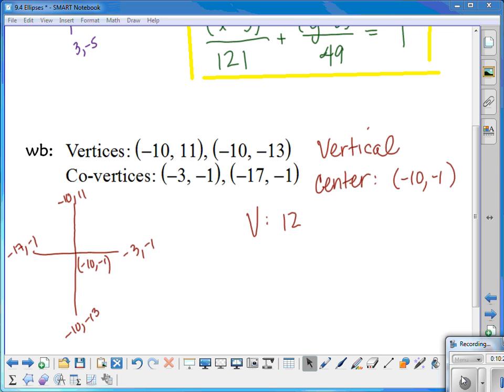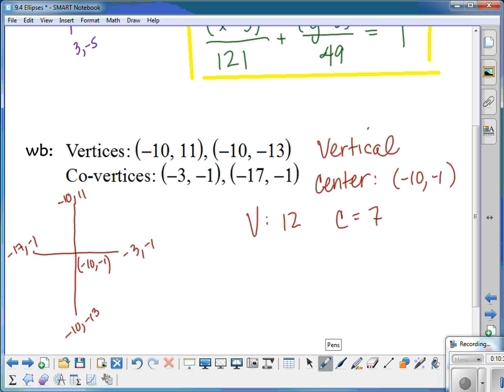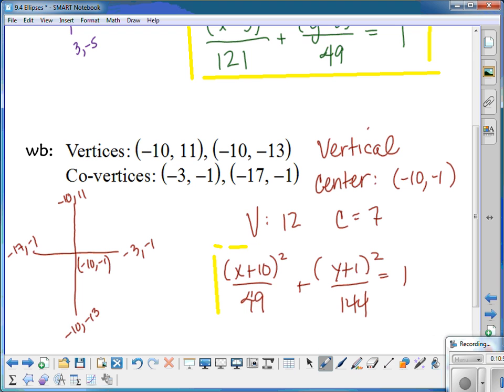Okay, so we figured out it's vertical. The center is at (-10, -1). So the distance to the vertex was 12. And then what about to the co-vertex? That came out to 7. So I take my (x plus 10) squared, and I have my (y plus 1) squared. And since this one's vertical, the larger one is under my y. So 12 squared, or 144, goes here. 7 squared, or 49, goes on that side. And that's your final equation. Okay, questions? All right, let's move on then.